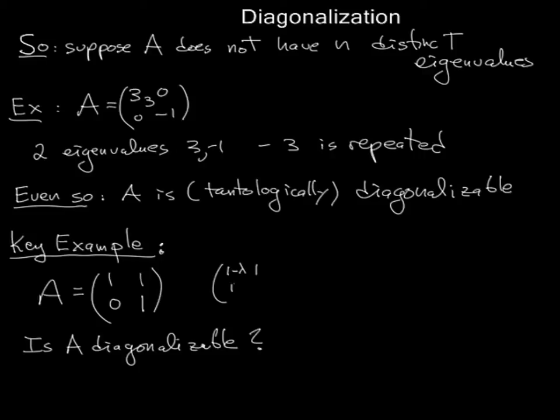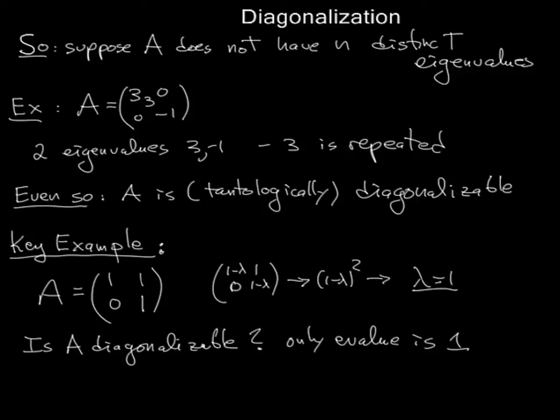Well, let's compute its eigenvalues. You do this computation: (1 minus lambda) squared. There's only one eigenvalue, which is 1. So it's not guaranteed to be diagonalizable by the theorem. Well, so we have to check. Can you find a basis of eigenvectors?